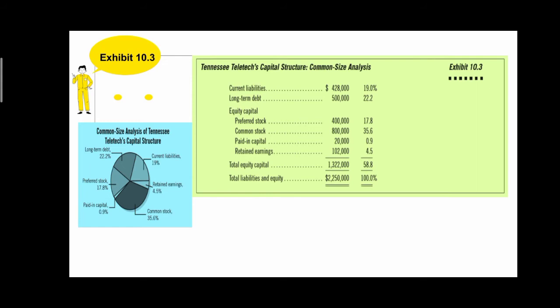An advantage of a common size analysis of capital structure is revealing the relative magnitude of financing sources for a company. We see Tennessee Teletech is primarily financed from common stock 35.6% and preferred stock 17.8%, liabilities 41.2%, and a small amount of earnings is retained in the company, 4.5%. Common size analysis also lends itself to direct comparison across different companies. A variation of common size analysis is to perform the analysis using ratios. Another variation focuses only on long-term financing sources, excluding current liabilities.